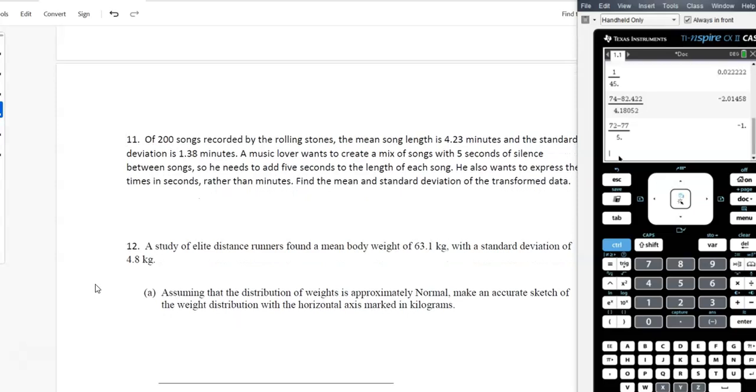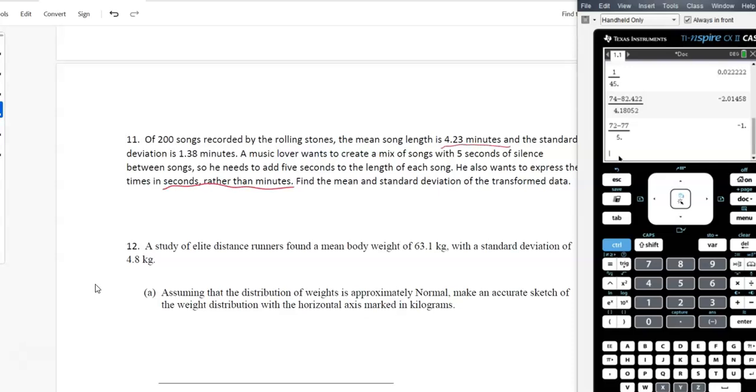200 songs recorded by the Rolling Stones. They have a mean of 4.23 minutes and a standard deviation of 1.38. We want to express the time in seconds rather than minutes. Find the mean and standard deviation. So we don't need to draw a normal curve. We don't need to do norm CDF for this. We're doing a conversion here. So he wants to express the time in seconds rather than minutes. So we have to convert.